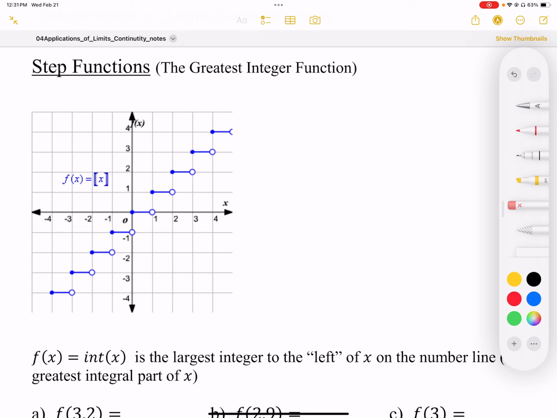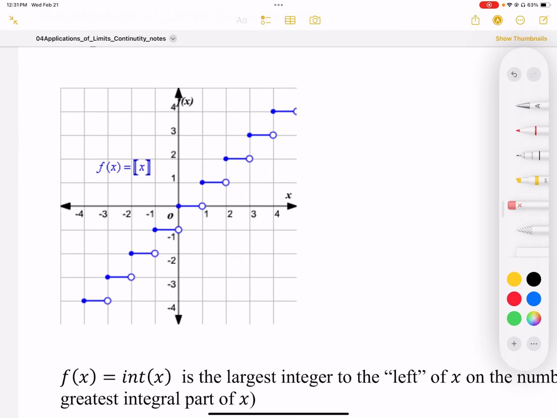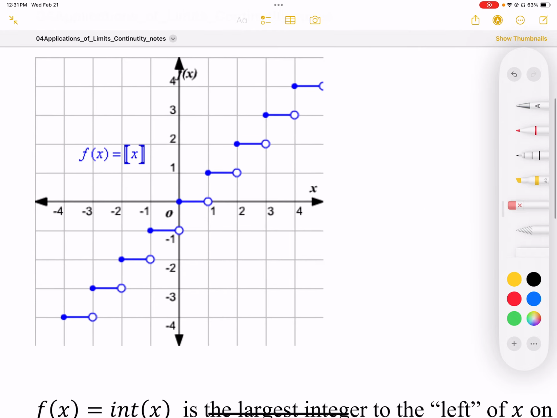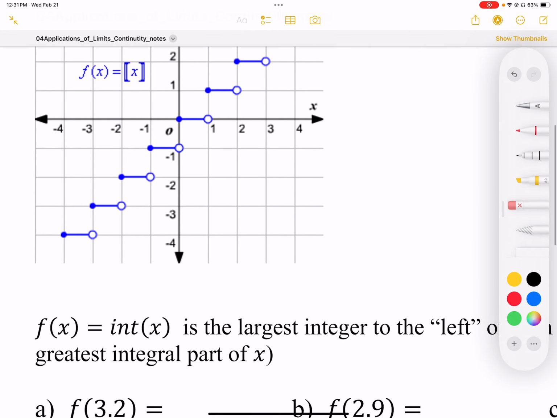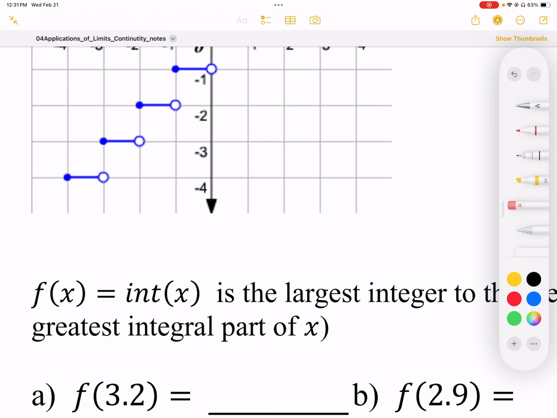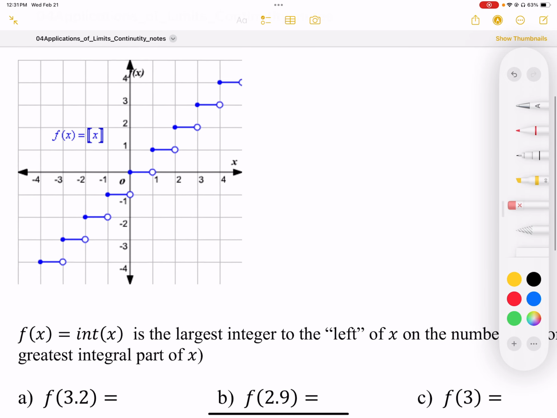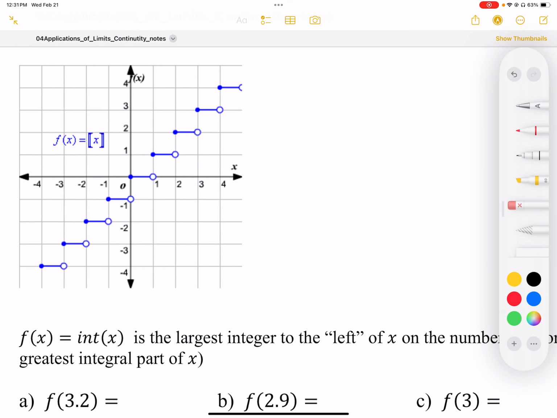The step function, or another way to express this function, the greatest integer function, is this function that looks like this. It's called a step function because it looks like a bunch of steps. It's notated with these square brackets. It can also be written as f of x equals integer x. The way this function works is it's the largest integer part of the input number, or in other words, the largest integer to the left of x of that input number.